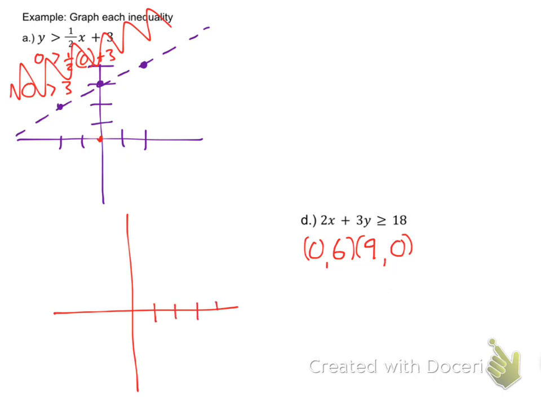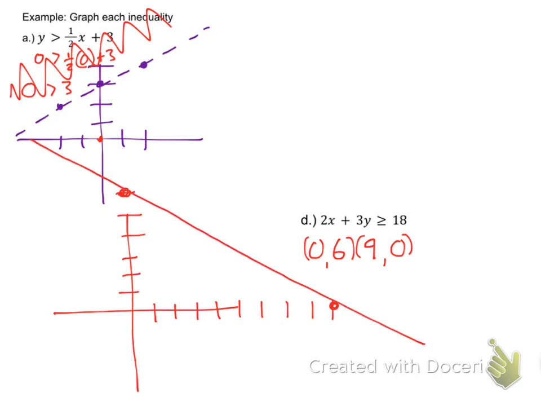Plot it. 1, 2, 3, 4, 5, 6, 7, 8, 9. 1, 2, 3, 4, 5, 6. And now I just have to connect those two dots with a line. Looking here, solid or dotted? It is solid. So I go to connect them with a solid line.